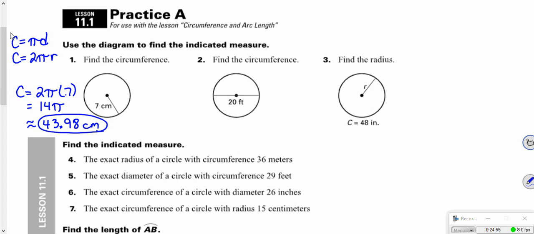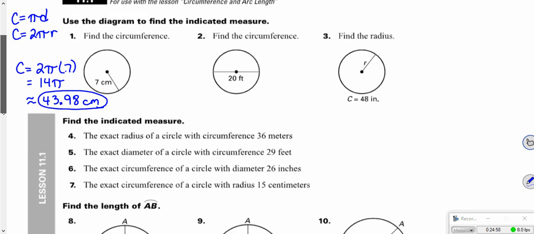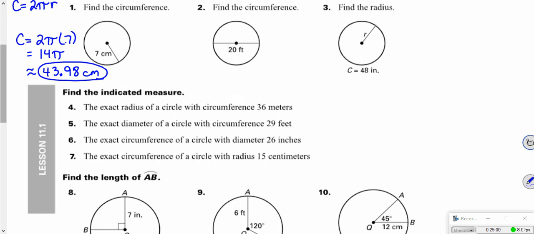Now this next section is where I wanted to point out: notice exact, exact, exact, exact. What they're looking for is the use of pi in the answer. They don't want you to poke it in a calculator using the pi button and get a decimal approximation. This is how you do most of your work in further classes. If we look at number 4, for instance, we need to find the exact radius of a circle with a circumference of 36 meters.